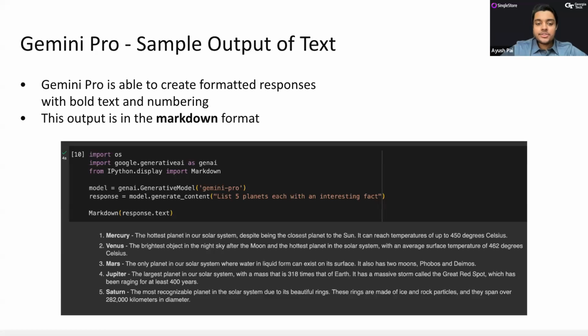This example shows a request for the model to list 5 planets with an interesting fact about each. The result is neatly formatted markdown text that can be used in various applications like documentation, educational tools, web content, anything where you can use this markdown format. The markdown is being displayed using the IPython markdown library, but you could get the raw text by just using response.text.